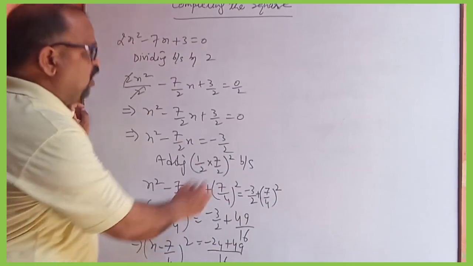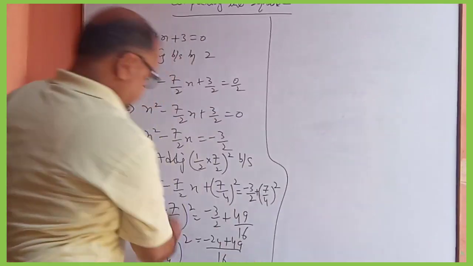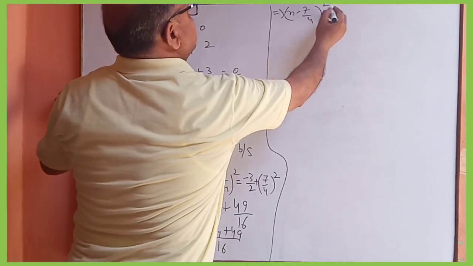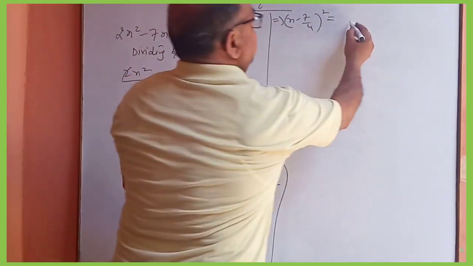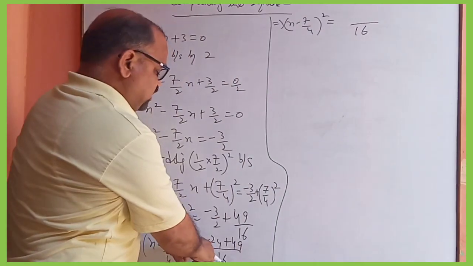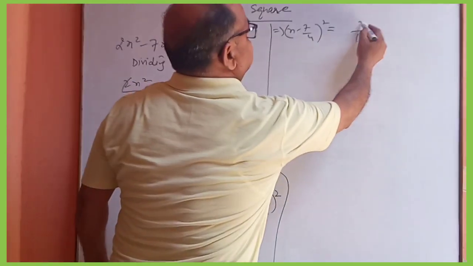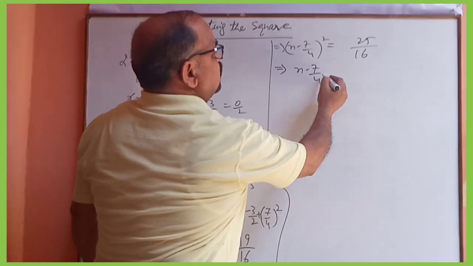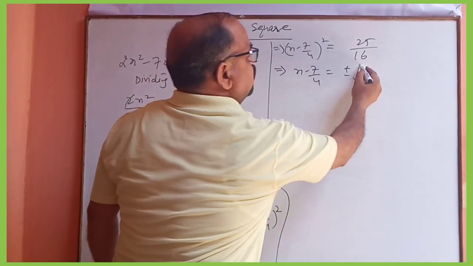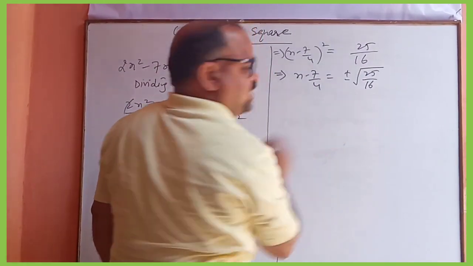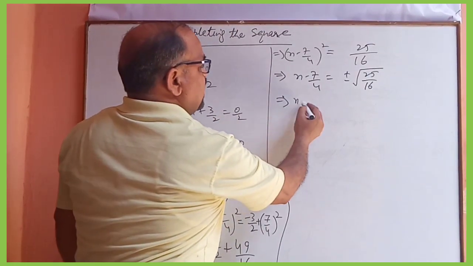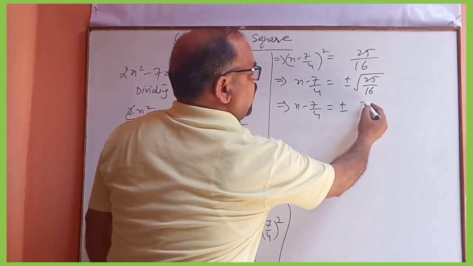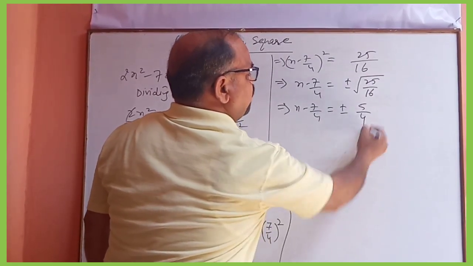Okay, so after solving, x minus 7 upon 4 whole square is equal to 16 minus 24 plus 49, that is 25. So dear students, x minus 7 upon 4 is equal to plus or minus root 25 upon 16. So here x minus 7 upon 4 is equal to plus minus square root of 25 is 5 and square root of 16 is 4.